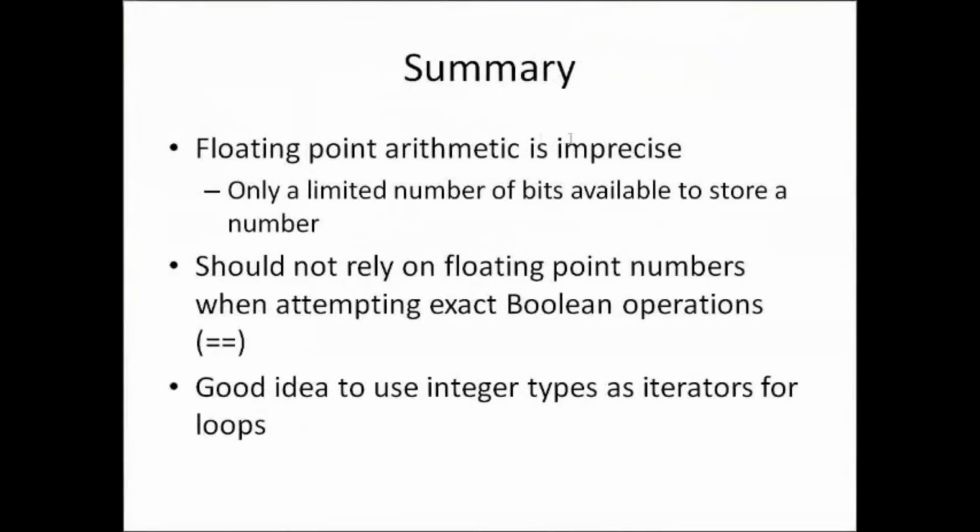So just to summarize, floating point arithmetic is imprecise. We only have a limited number of bits available to store a number. A float uses 32 bits and a double uses 64. We shouldn't rely on floating point numbers when attempting exact Boolean operations such as the equals operator, because it might never be exactly equal, which is what the equals operator expects. It's also a good idea to use integer data types for iterators inside loops, because it guarantees that our loop will execute as many times as we're expecting.